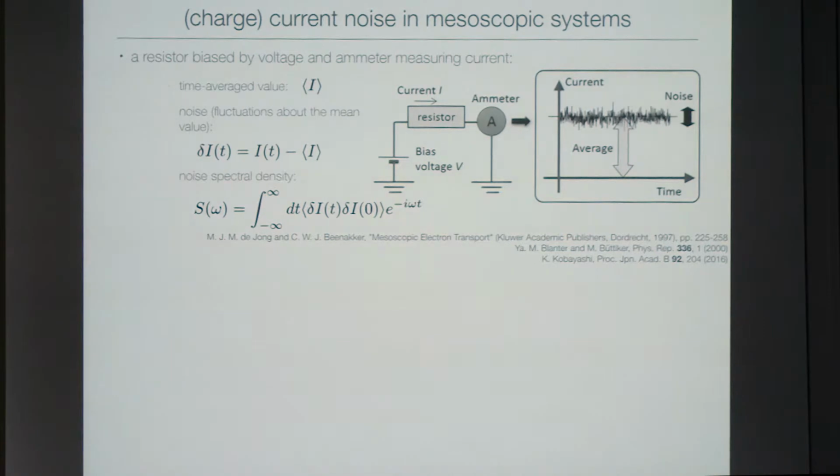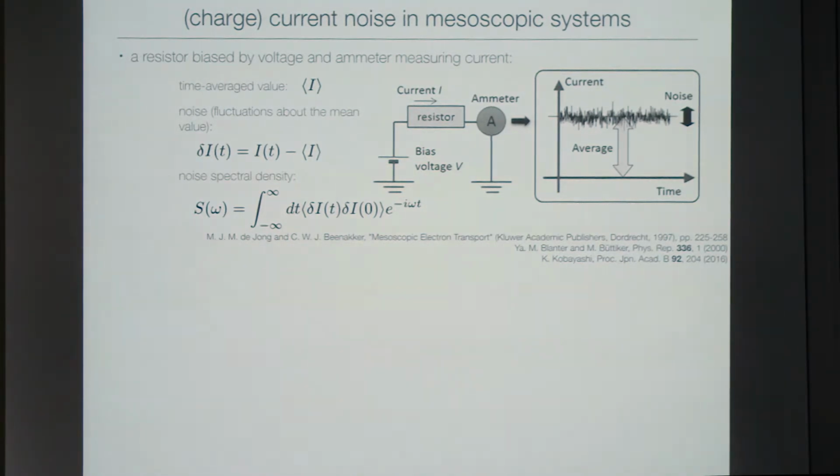Okay, so why is it interesting to look at noise? And maybe to motivate that, I want to start off by just talking about basics of current noise in mesoscopic systems. So imagine you have a very simple circuit like this. You have a voltage, a resistor, and a current meter here. And then you have average current, basically. So the current meter will measure some average current, but then there's always some fluctuations about this average current, which is time dependent. And the noise spectral density is defined to be the non-local time correlation of these current fluctuations, the Fourier transform of that.